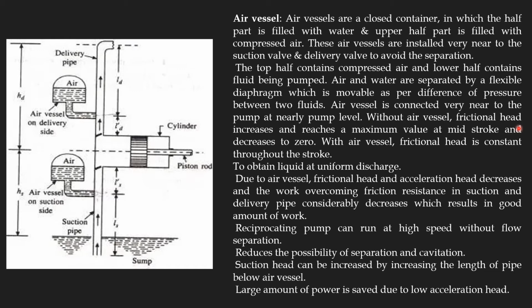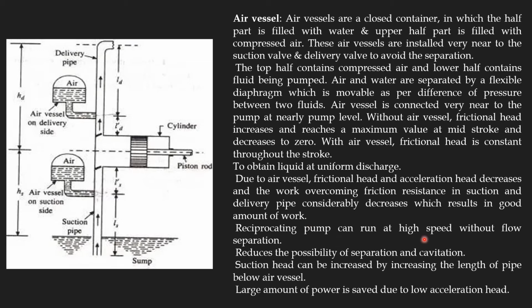Without an air vessel, frictional head increases and reaches a maximum value at mid-stroke and decreases to zero. With the air vessel, frictional head is constant throughout the stroke. Here the friction head will be constant, so we will get a good pressure. To obtain liquid at uniform discharge, due to the air vessel the friction head and acceleration head decrease, and the work required for overcoming the friction resistance in the suction and delivery pipe considerably decreases, which results in a good amount of work saved.